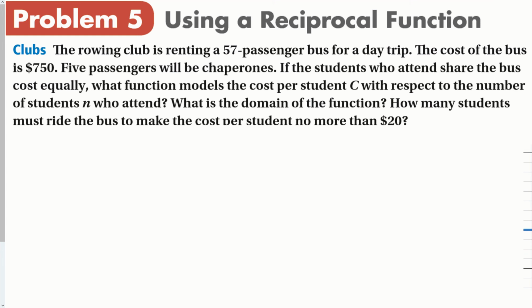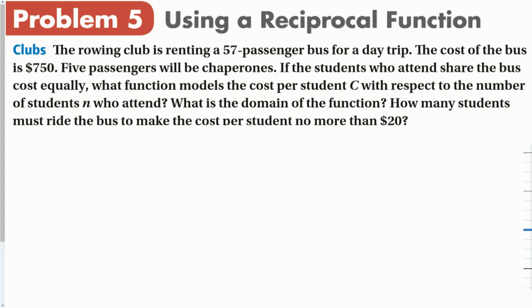So finally, let's finish with the word problem. When I look at this problem, we're going to use a reciprocal function to solve it, obviously. The rowing club is renting a 57-passenger bus for a day trip. Cost of the bus is $750. 5 passengers will be chaperones. If the students who attend share the bus cost equally, what function models the cost per student with respect to the number of students who attend? Domain and range. How many people must attend to make the cost per student no more than 20 bucks?